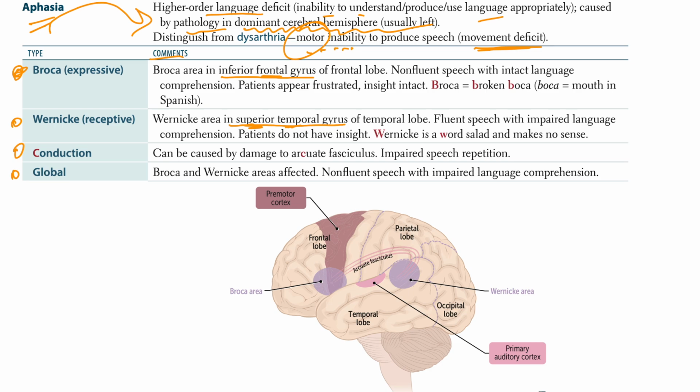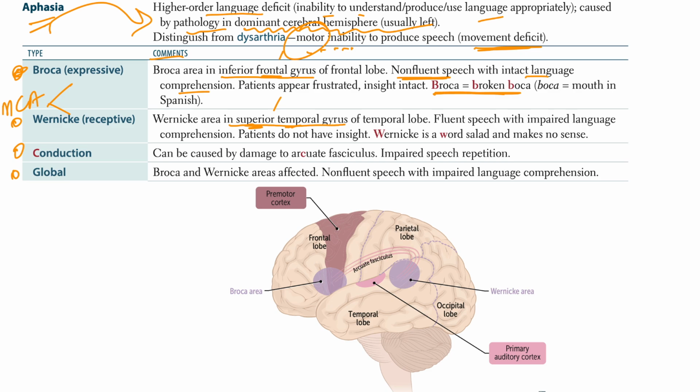Okay, high yield. And both these areas are supplied by what we did talk about, the MCA. MCA supplies both areas, the inferior frontal and the superior temporal gyrus, which are the Broca and the Wernicke's area. With the Broca area, as you know, the mnemonic is broken mouth. It's going to be non-fluent speech. Because you have a broken mouth, how can you have fluent speech? It's common sense. But intact language comprehension: they know what to say, but they can't say it because they have a broken mouth.